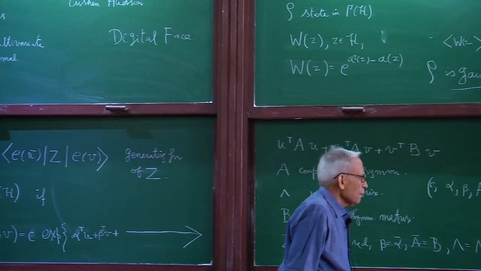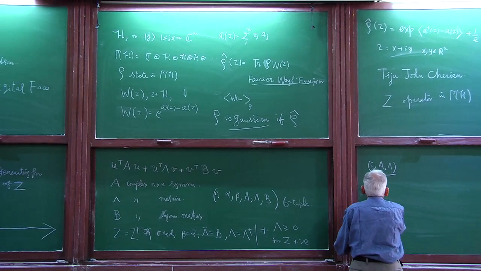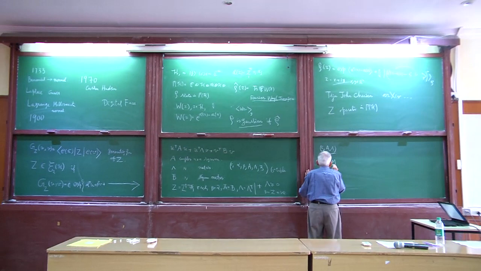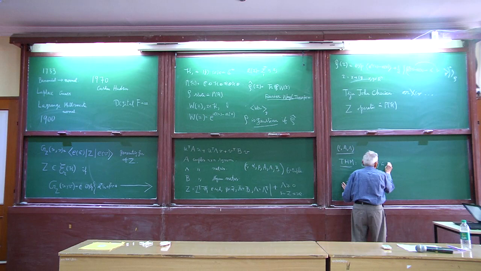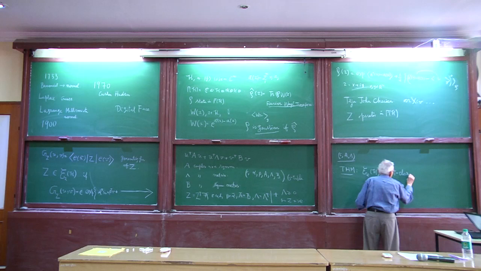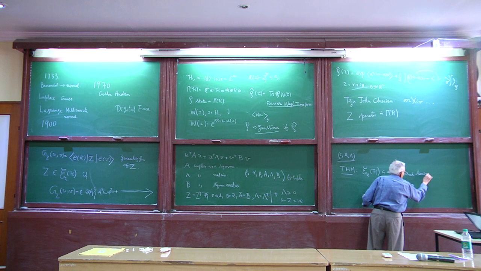Now, we have a theorem. I have taken so long to state the first theorem. U2H is a semigroup. U2H is a dagger closed semigroup.